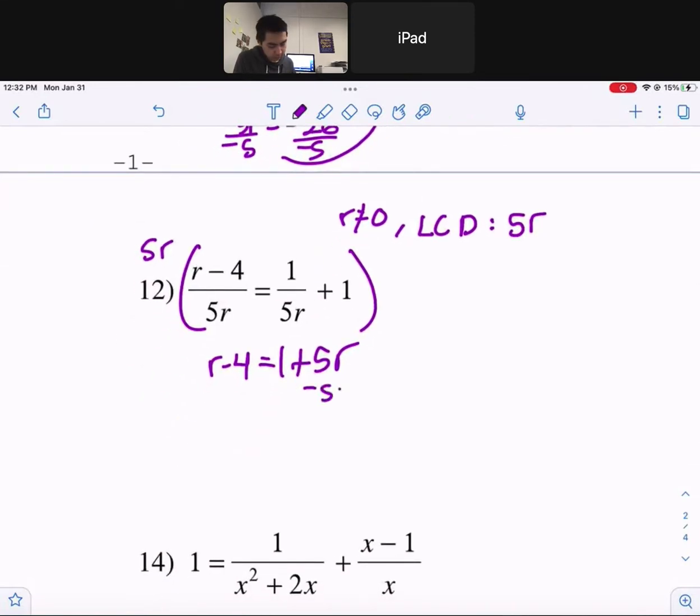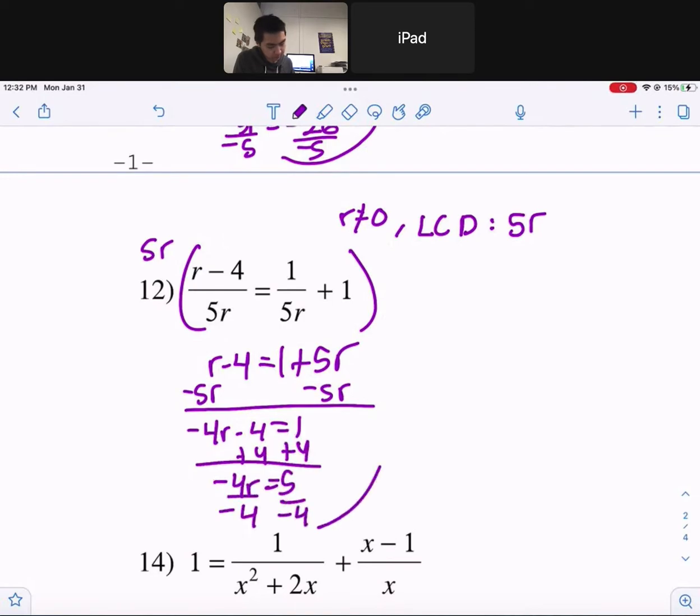So I'm going to move my variables to the left-hand side to get -4R minus 4 equals 1, and I'm going to add 4 to both sides to get -4R equals 5. Divide both by -4. R is equal to -5 fourths.